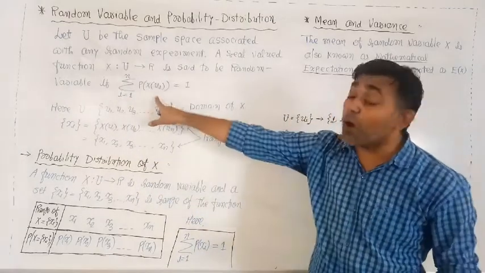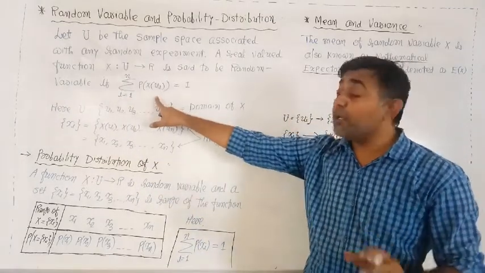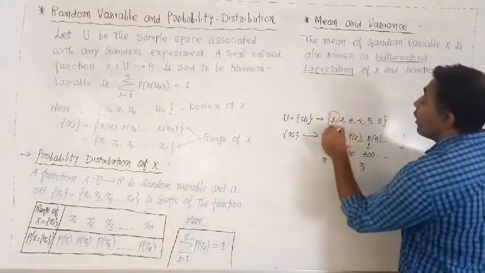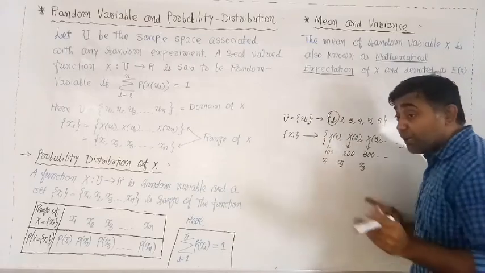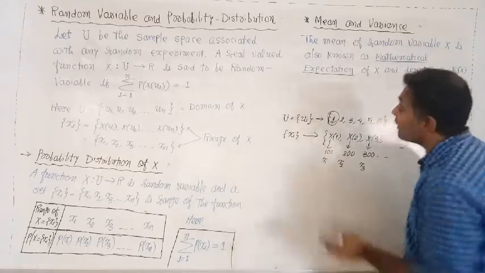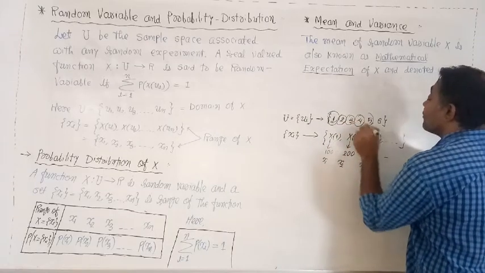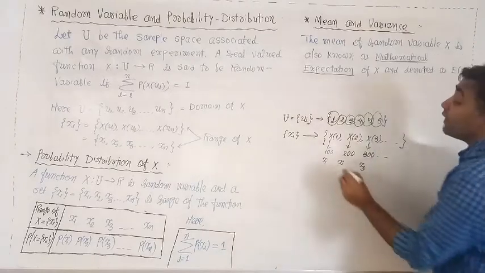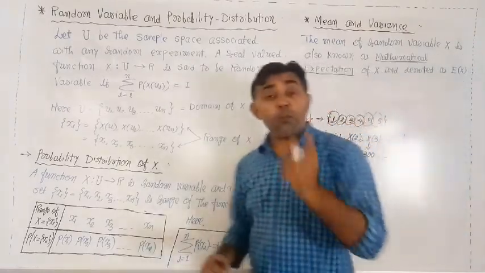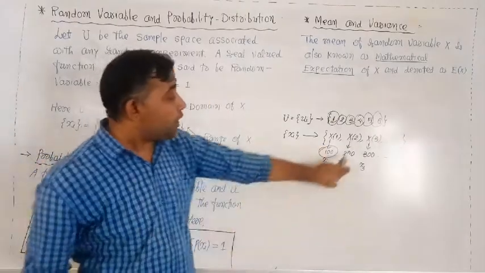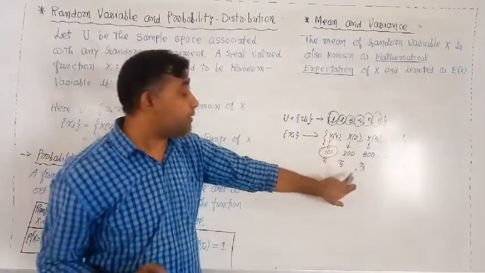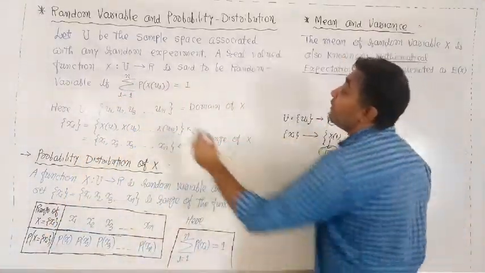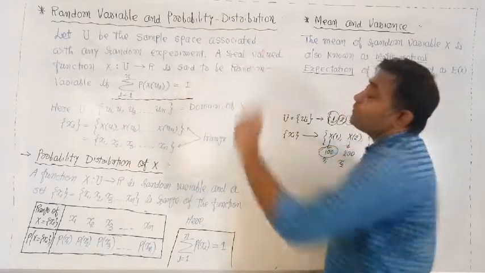Now what about the probability? If we calculate, it is very simple: if 1 occurs as the outcome, the probability of getting 1 is 1 by 6. Similarly 1 by 6, 1 by 6, 1 by 6, 1 by 6. 6 times 1 by 6, you get 1. It means that you get 100 rupees with probability 1 by 6. You get 200 rupees, probability is 1 by 6, and so on. It means the sum of the probabilities is 1. So the result is very important here.